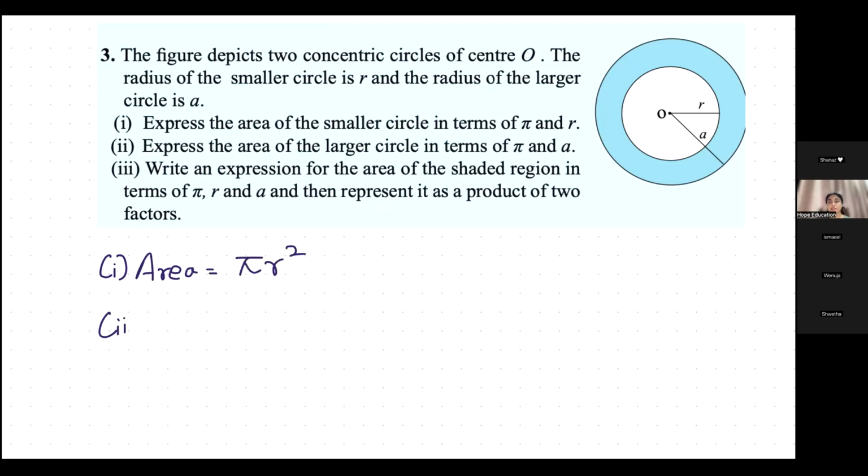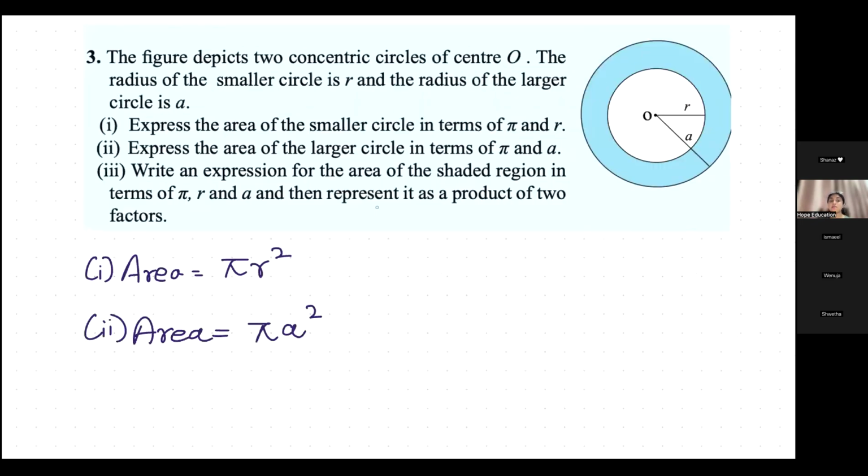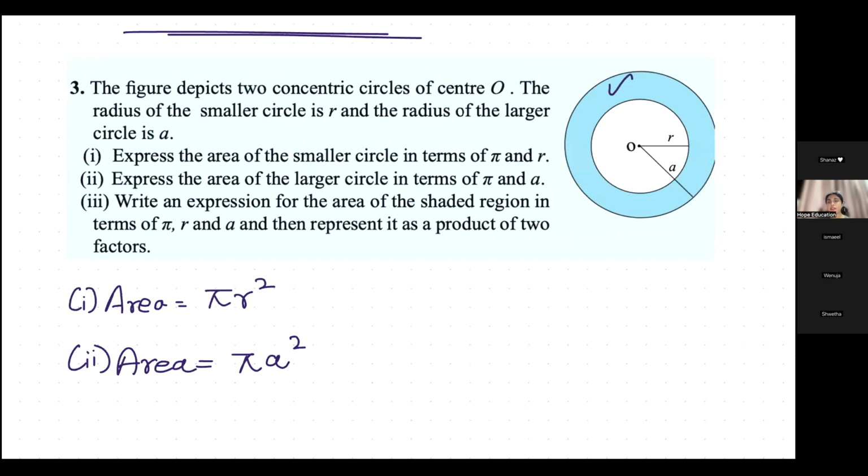Then if you take the larger circle, the radius of the larger circle is A. Then the area will be pi A squared. Okay. Write an expression for the area of the shaded region in terms of pi, R and A. How do you find the area of the shaded region? If I want to find the area of the shaded region, I take the area of the big circle. From that, I have to subtract the area of the small circle. Is that clear? You take the area of the big circle and from that you subtract the area of the small circle. Is that clear?